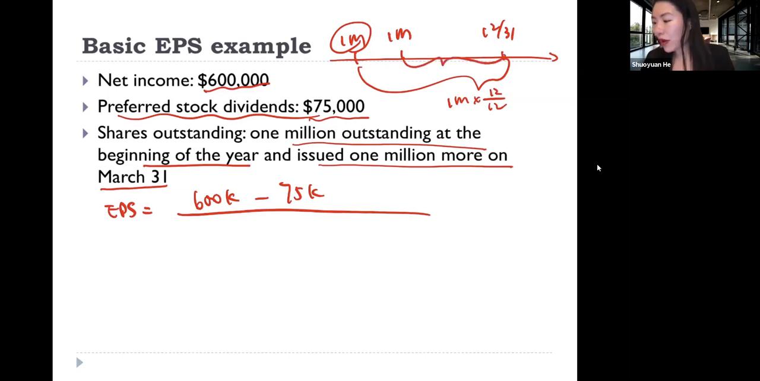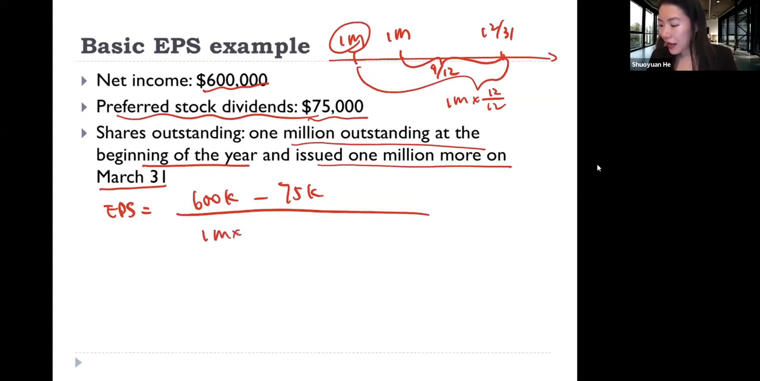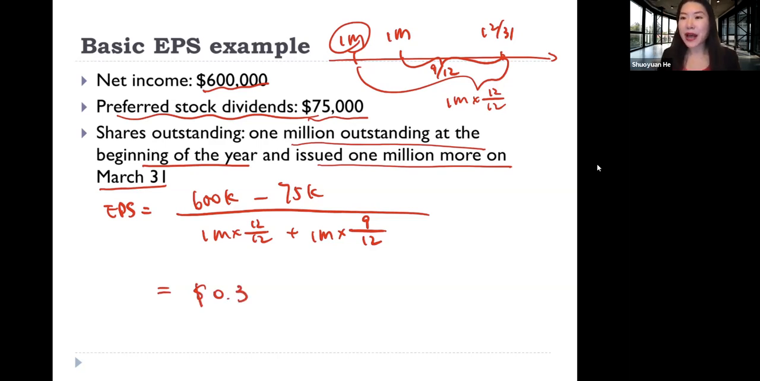However, for the next 1 million, which was just issued during the year, it is only outstanding for 9 months out of 12 months. So for the first 1 million, it is outstanding for the whole 12 months out of 12 months. For the next 1 million, it is only outstanding for 9 months out of 12 months. So we weigh shares by the time they are outstanding. And then this will give you 0.3, which is the EPS. That is the basic EPS of the firm.